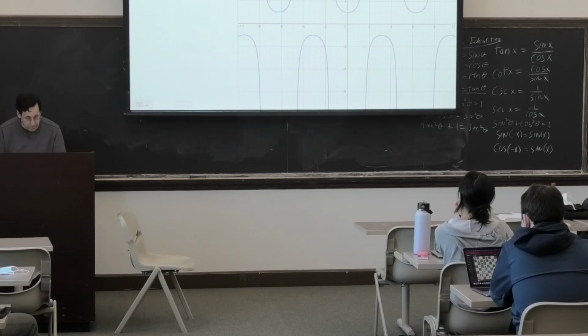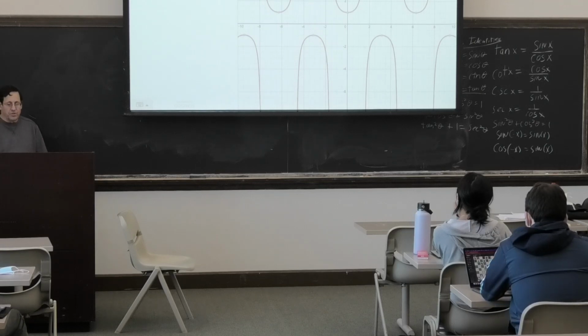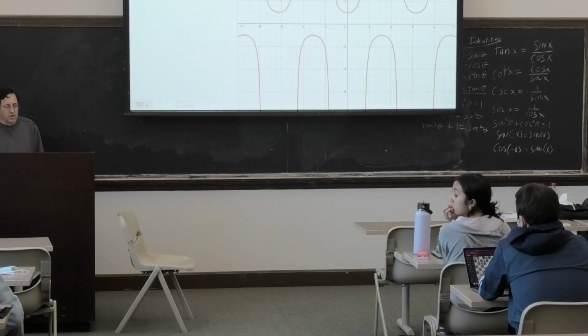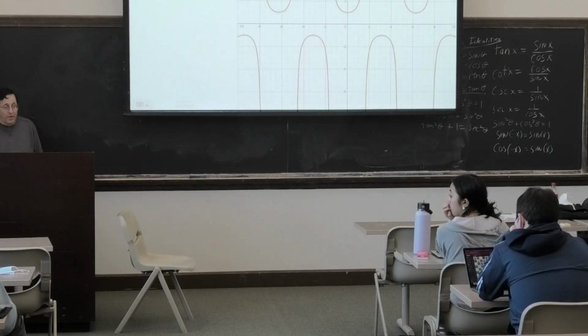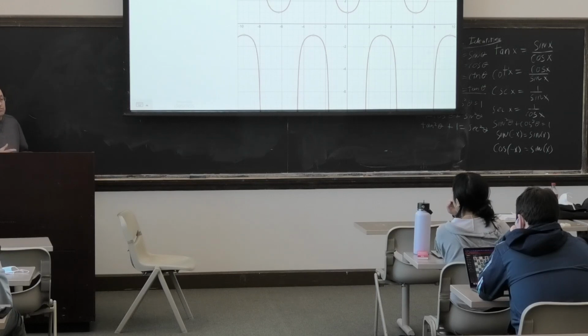Let's see what happens if I replace this with cosine. Uh-huh. This is what you should see. This is kind of a cheat, but it's nice. It's a nice little graphical view of things. If you have an identity and you graph one side and the other, they should overlap. They should be the same.